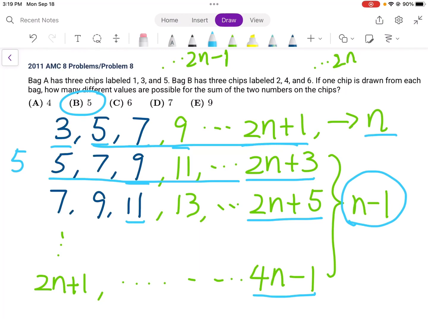Therefore, the total different values will be n plus n subtract 1 equals 2n subtract 1. And in the problem, n equals 3 and 2n subtract 1 equals 5. That's why we get answer B.